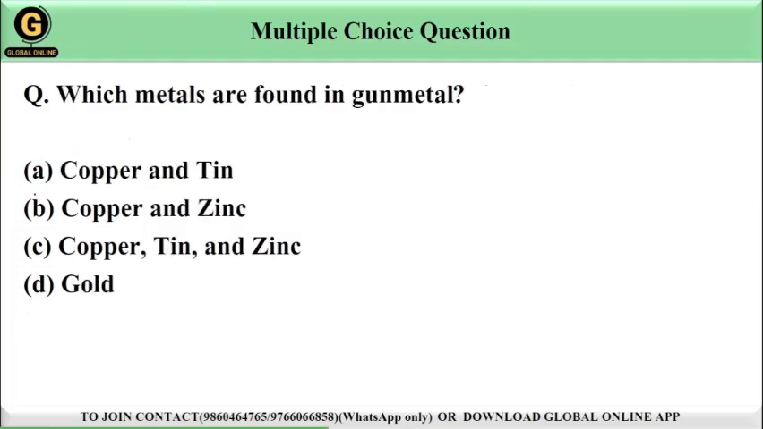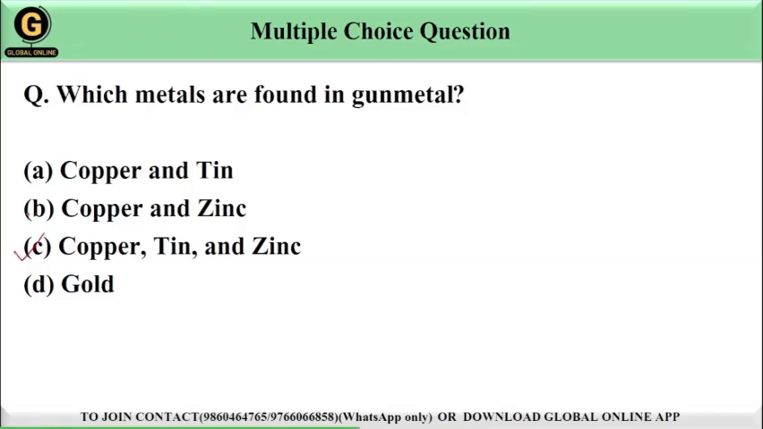Which metals are found in gunmetal? Options are given: copper and tin, copper and zinc, copper, tin and zinc, and option D, gold. The correct answer among the options will be copper, tin and zinc because gunmetal is an alloy primarily made up of copper, tin and zinc.